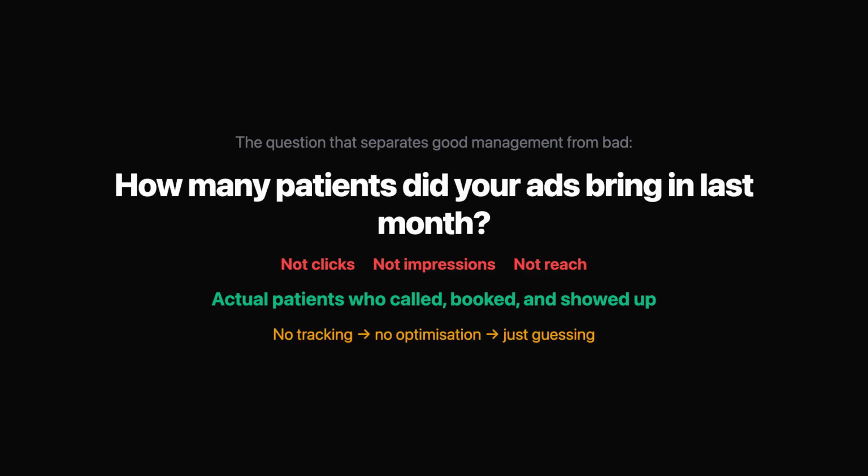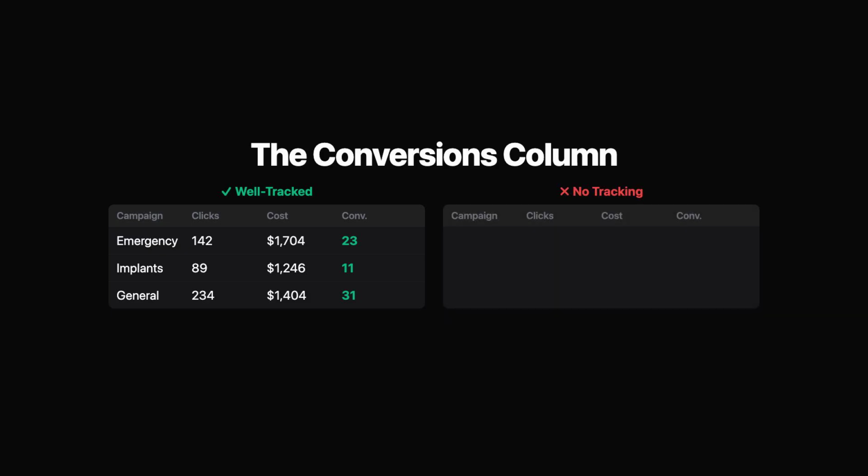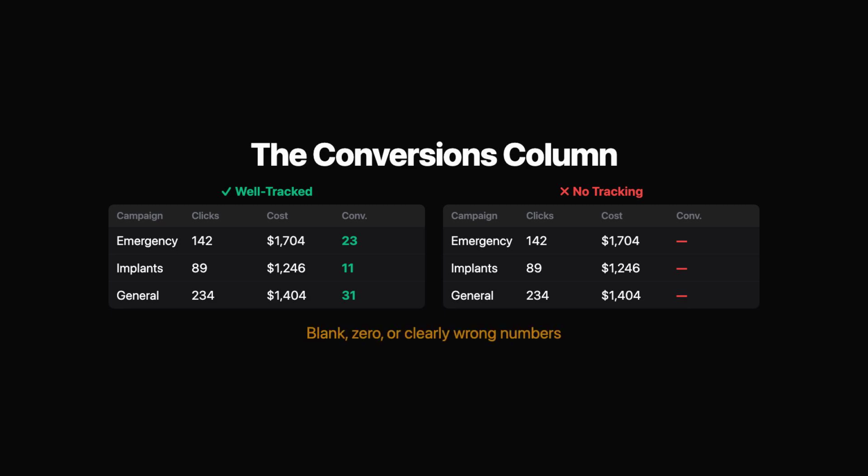They're just guessing. This is the conversions column in Google Ads. In a well-tracked account, this shows you exactly how many people took a meaningful action: called the practice, submitted a form, booked online. In a lot of dental accounts, this column is either blank, shows 0, or shows a number that's clearly wrong, like counting every page visit as a conversion.